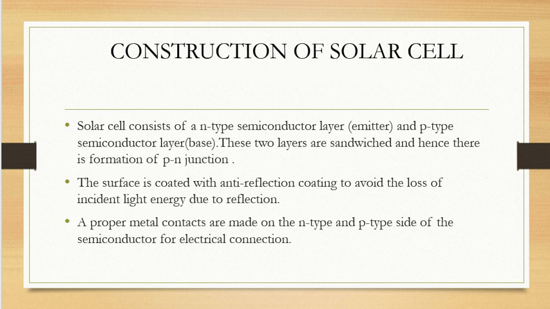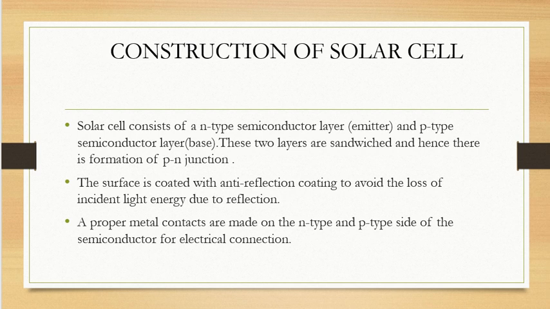Let's know the construction of solar cell. Solar cell consists of N-type semiconductor layer, which is known as emitter, and P-type semiconductor layer, which is known as base. These two layers are sandwiched and hence there is a formation of p-n junction diode. The layer which is dividing the n-type semiconductor layer and the p-type semiconductor layer is called as the depletion layer.